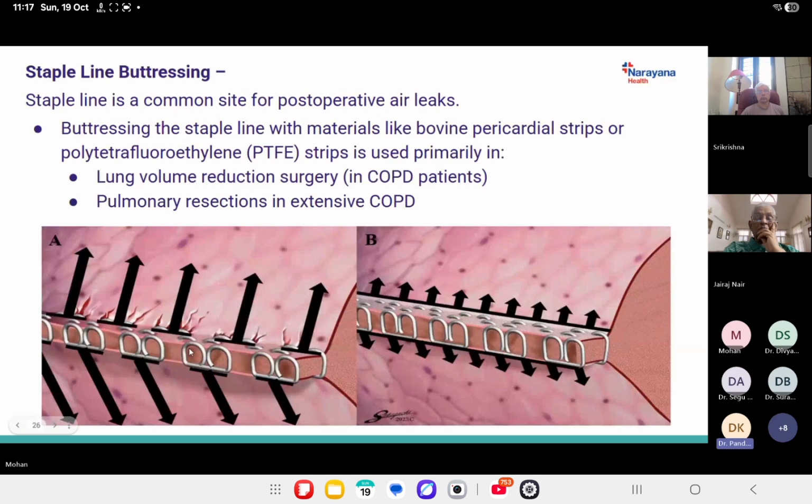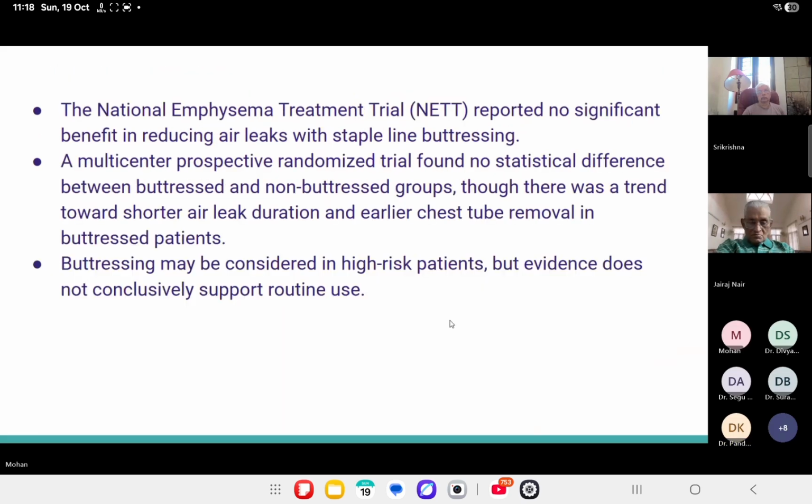Next one is suture line buttressing. Staple line is a common site for postoperative air leaks, especially when the underlying lungs are bad, like in COPD patients or in extensive COPD patients. So buttressing using bovine pericardial or PTFE strips can be used. If the staplers already have this buttressed material, we can use it. If not, after stapling the lung, we have to buttress with our sutures.